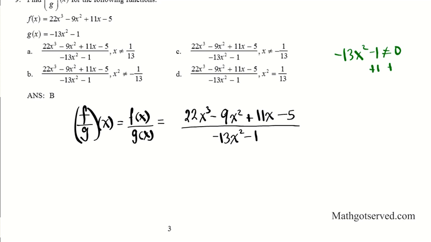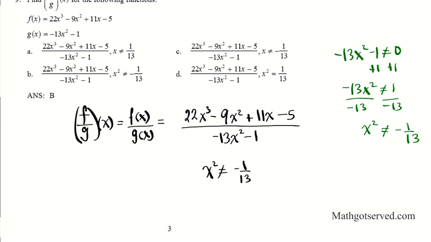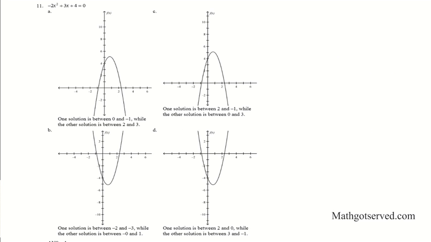Add 1 to both sides. We have negative 13x squared equals 1. Divide both sides by negative 13. And then you notice that x squared cannot be negative 1 over 13. So let's see which one matches with that. So our answer is this quotient, and x squared cannot be negative 1 over 13. So the answer is option letter B. Okay, you gotta be real careful with the domain. All right, domain restriction. All right, moving along to question 11.